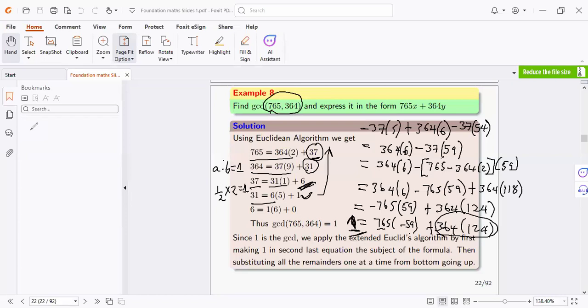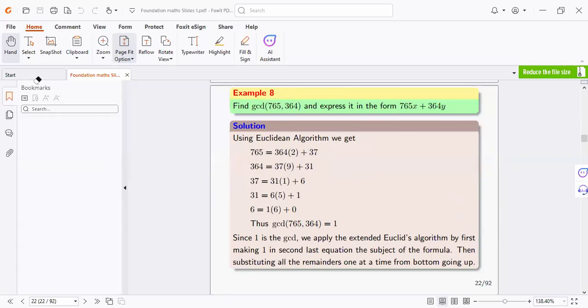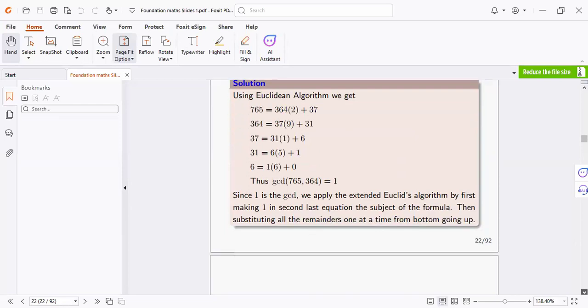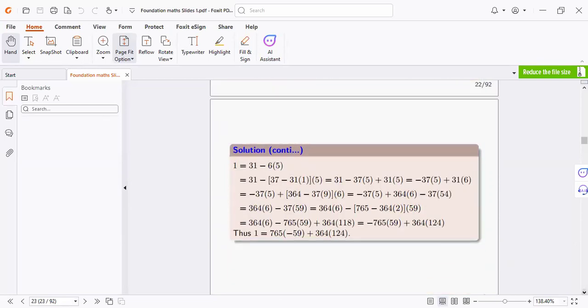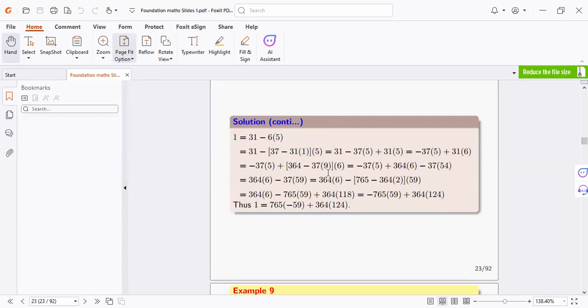Let's look at another example, or before that, let me show you the workings. I typed my workings from here. I said, since 1 is the GCD, apply the extended Euclidean algorithm by first making 1 in the second last equation the subject of the equation. Then substitute all the remainders one at a time from bottom going up. That's what we've done. So when you do that, this is what you come up with. So let's look at another example.